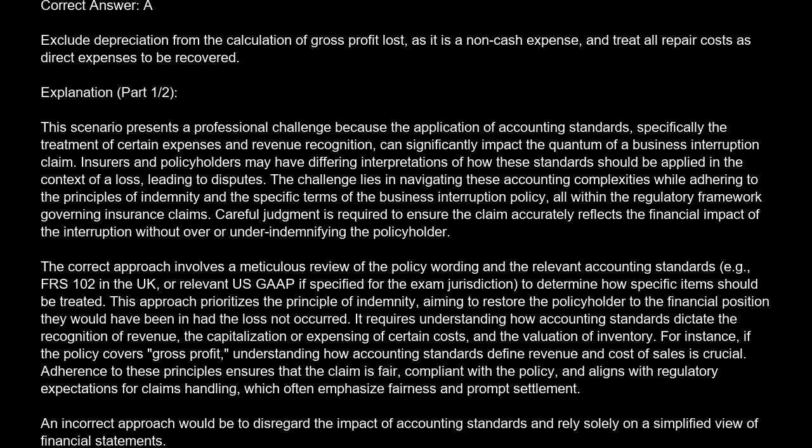It requires understanding how accounting standards dictate the recognition of revenue, the capitalization or expensing of certain costs, and the valuation of inventory. For instance, if the policy covers gross profit, understanding how accounting standards define revenue and cost of sales is crucial. Adherence to these principles ensures that the claim is fair, compliant with the policy, and aligns with regulatory expectations for claims handling, which often emphasize fairness and prompt settlement. An incorrect approach would be to disregard the impact of accounting standards and rely solely on a simplified view of financial statements.